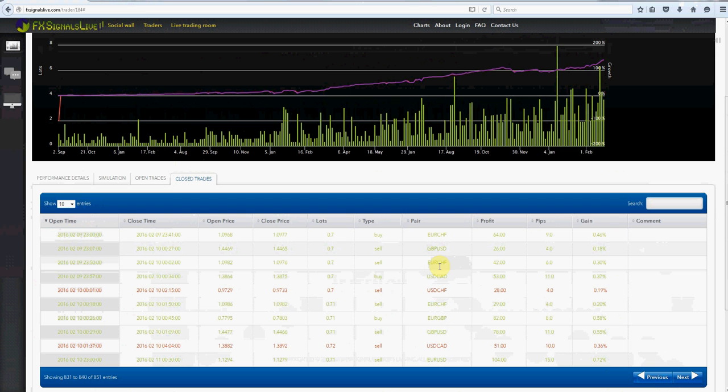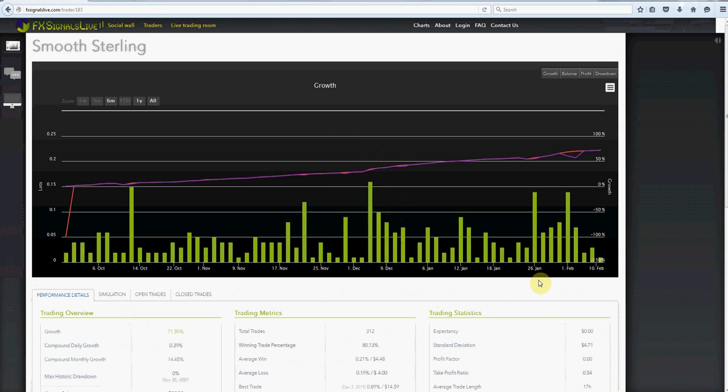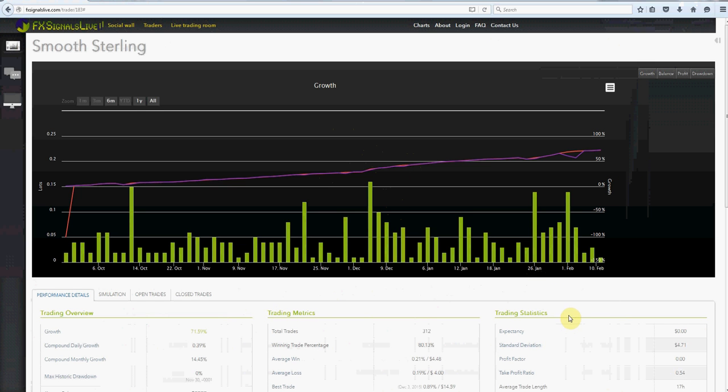Okay, so if you want to see what I'm talking about, let's compare the two. Go back to traders, and you can basically come in here and do the same thing with each one of these, and you can set it up so that whatever trades they take are going to show up in your account.